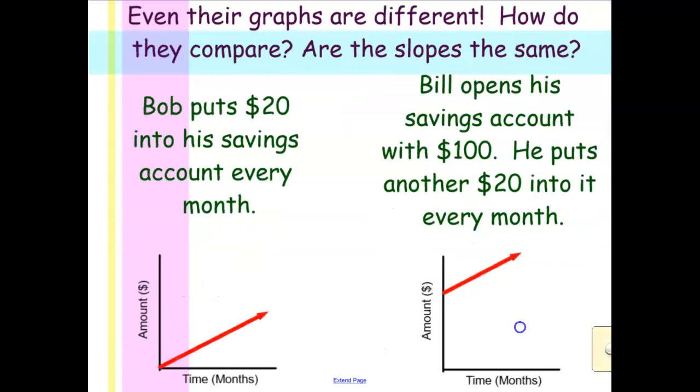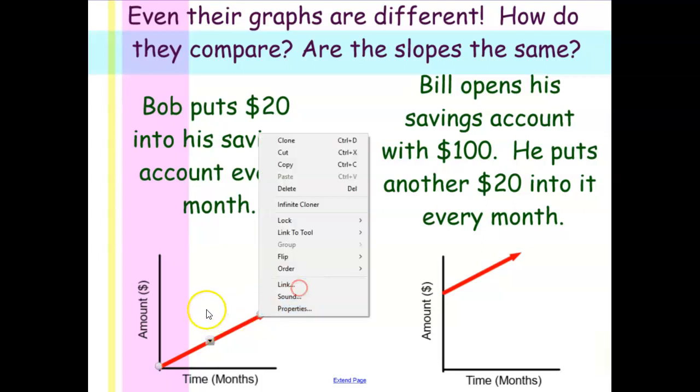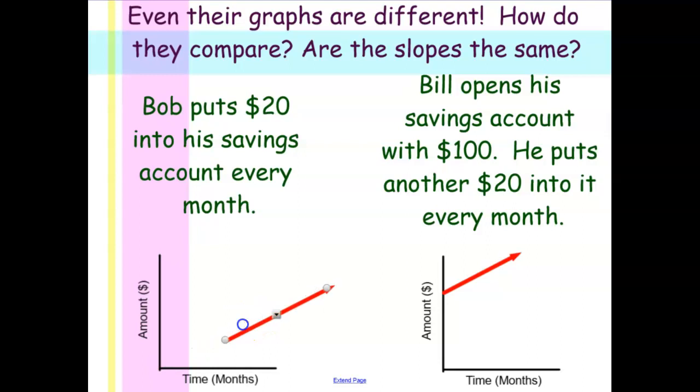Their graphs are different too. So here's Bob's graph. Here's Bill's graph. Are their slopes the same? I mean, they should be. They're going up $20 each. Let's lay them on top of each other and see. Yep, same slope. This one we can tell is proportional because it's coming out of the origin as a straight line. This one is not coming out of the origin. It's starting at 100 bucks.